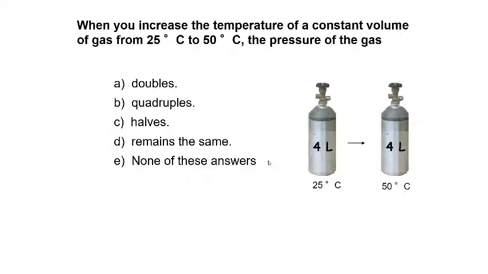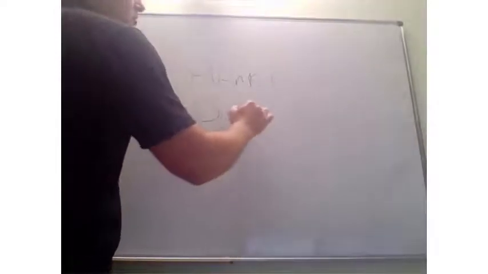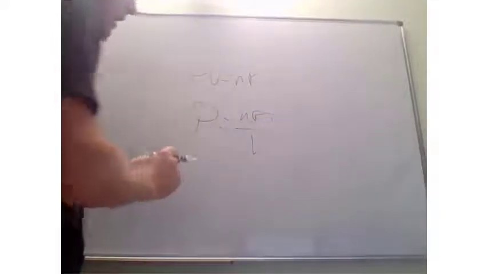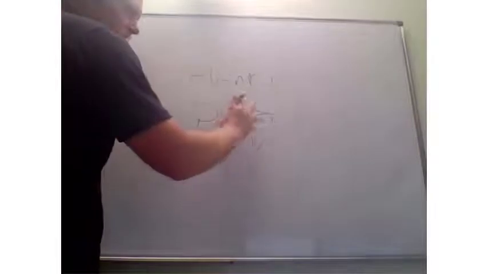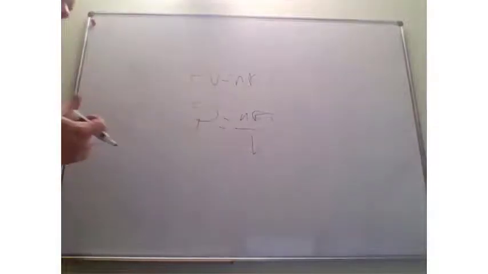Okay, next. When you increase the temperature of a constant volume of gas from 25 degrees Celsius to 50 degrees Celsius, the pressure of the gas does what? Pause your video and consider the answer. Okay, let's take a look here. We are talking about the pressure of the gas. If PV equals nRT, we can rearrange and say that the pressure is equal to nRT over V. The number of moles and volume are all going to stay the same, with the constant. So basically the pressure and the temperature are directly related to each other.